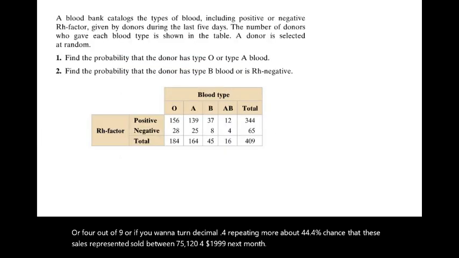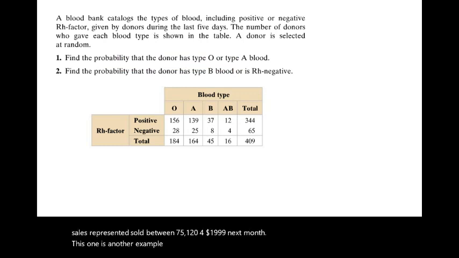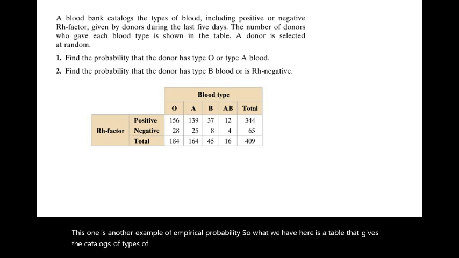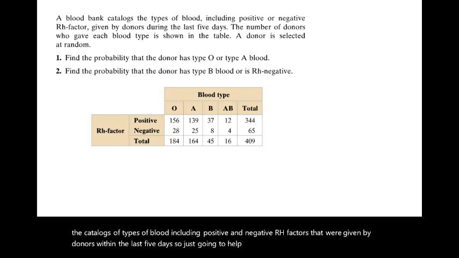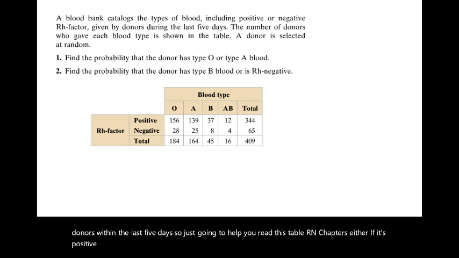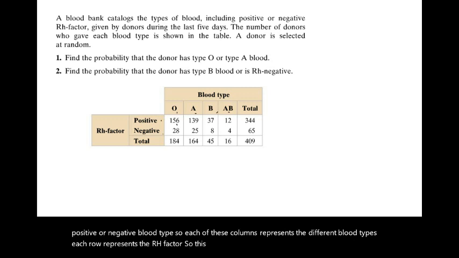This next one is another example of empirical probability. So what we have here is a table that gives the catalogs of types of blood, including positive or negative Rh factors that were given by donors within the last 5 days. So just to help you read this table, Rh factor is either positive blood type or negative blood type. Each of these columns represents the different blood types. Each row represents the Rh factor. So this 156 right here would be O positive blood.